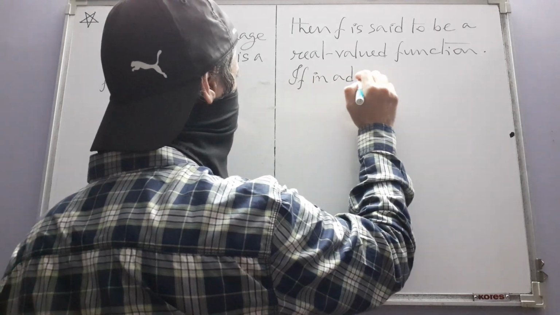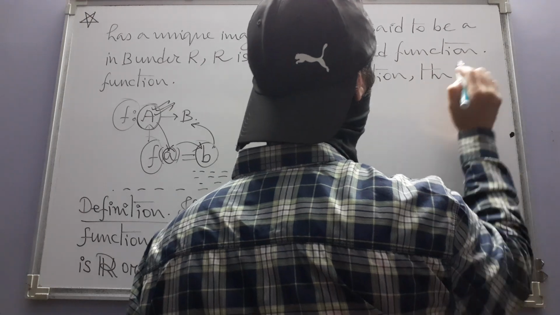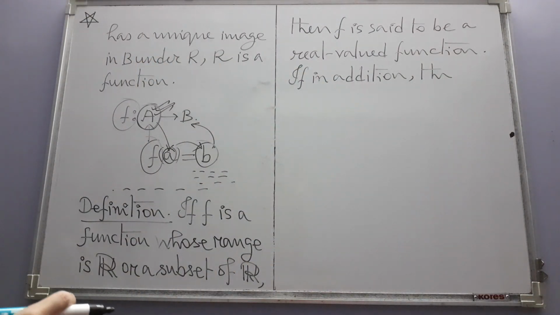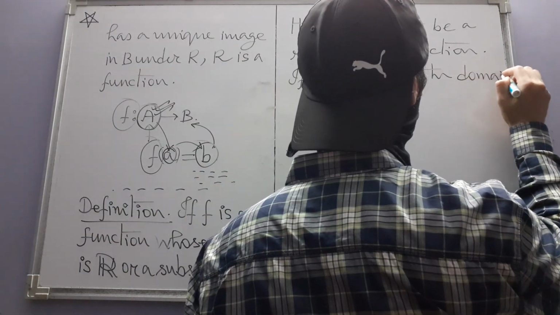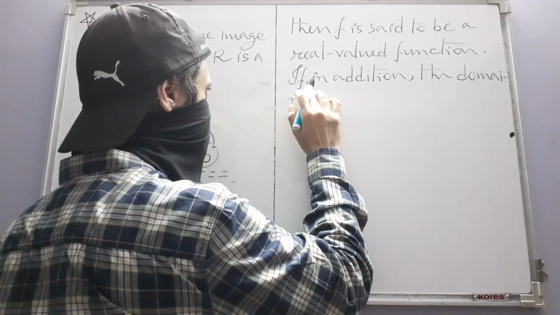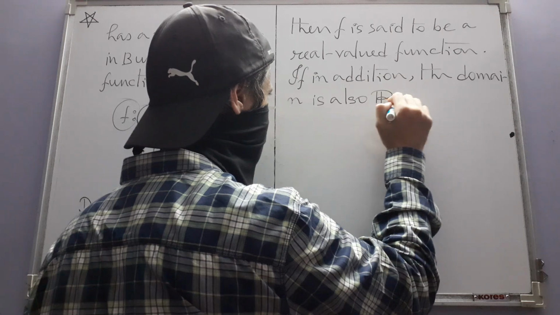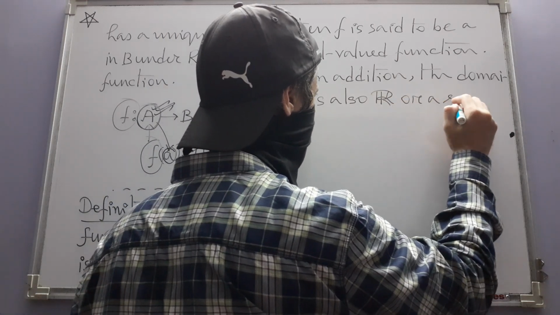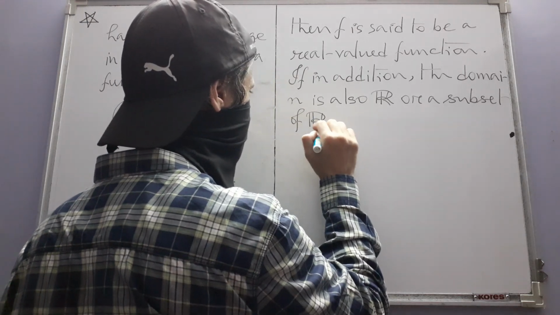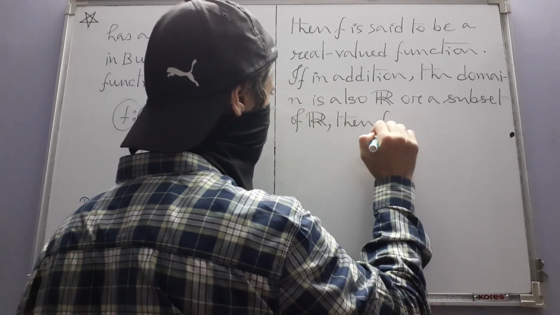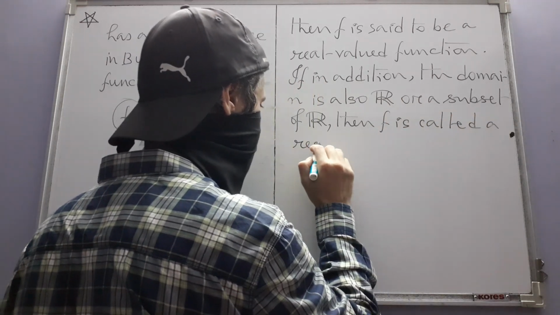If in addition, say you take a real valued function, but now besides that something else is also true. If in addition the domain is also R or a subset of R, then f is called a real function.